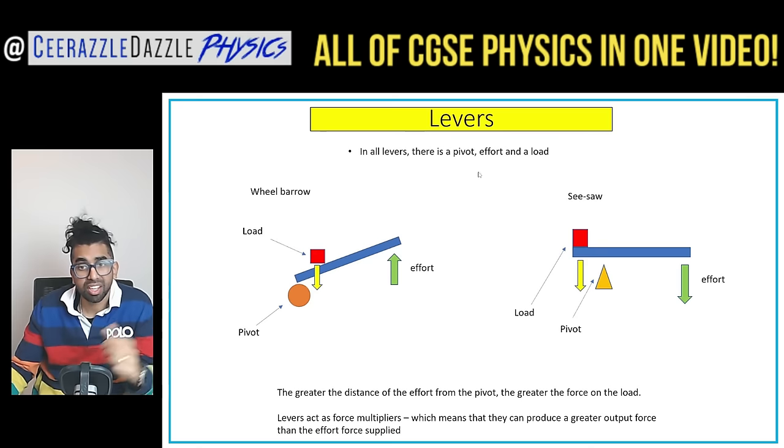And look on this side over here, we have a seesaw. On one side, I've put a load, pulling it down. But to balance it out, I must push down the effort on the opposite side. And as you can see, because the effort is a greater distance from the pivot, it has a bigger effect on the load. Levers are force multipliers, which means they can produce a greater output force than the effort force applied. So you might have a small amount of force there, but you can get a bigger force because your distance is greater.